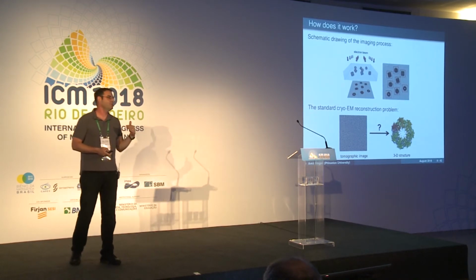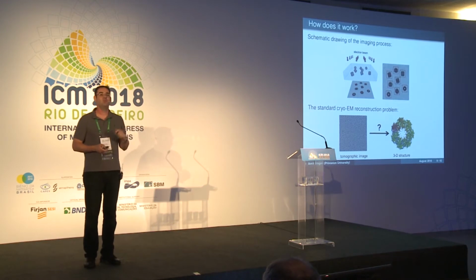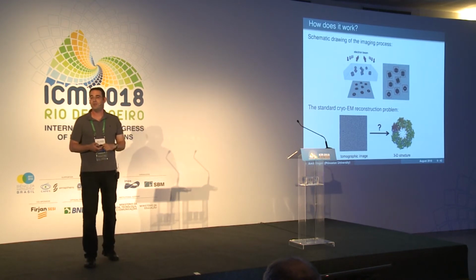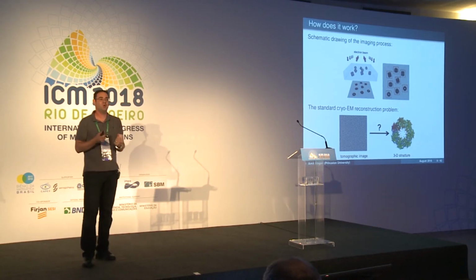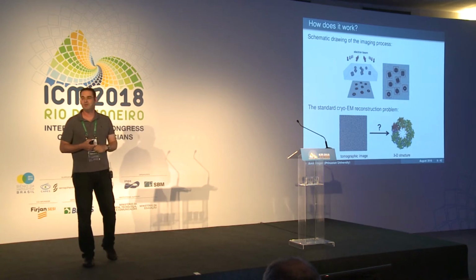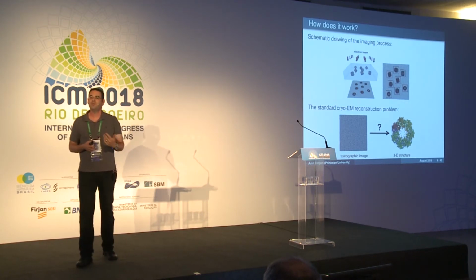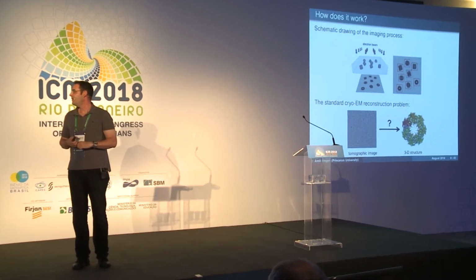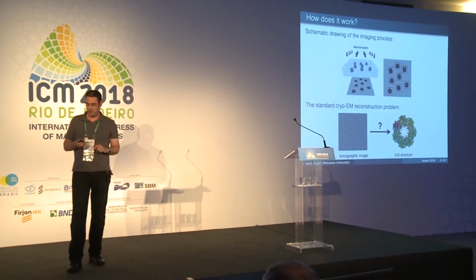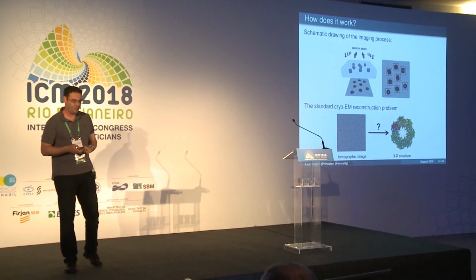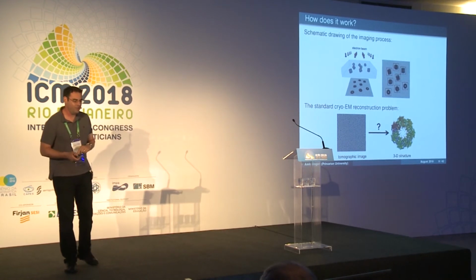Now, in single particle cryo-EM, you have one image per particle or per molecule. And the reason is radiation damage. As the electron beam goes through the molecule, it breaks the chemical bonds that make the molecule. And if you really want to get to atomic scale resolution, you are very limited by the amount of electron dose that you can bombard the specimen with. And so you have only one image per particle.